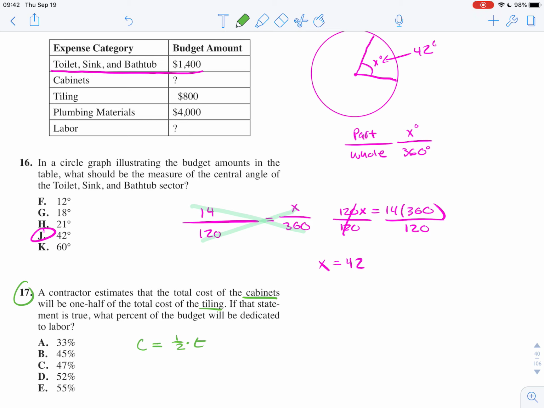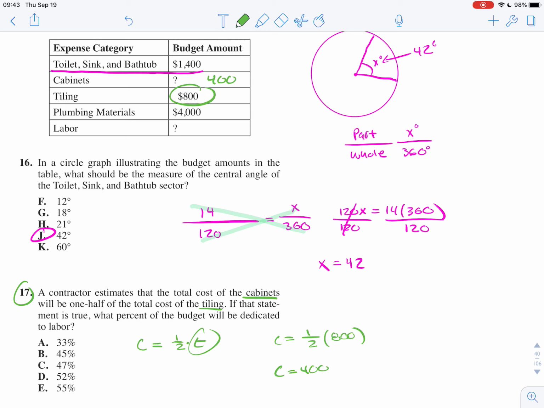If the statement is true, they're asking what percent of the budget will be dedicated to labor. So we can start by figuring out the cost of the cabinets because we know what the cost of the tiling is. Okay, so since the cost of the tiling is $800, we can replace tiling. So we can say that cabinets is equal to one half times the tiling, which is $800. So the cost of the cabinets is going to be half of 800, which is 400. Perfect. So we can fill that part in.